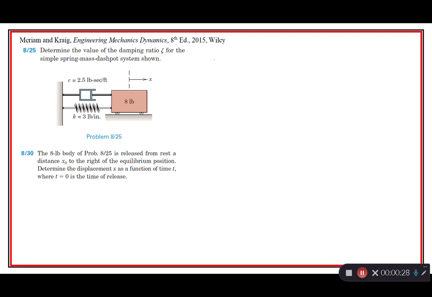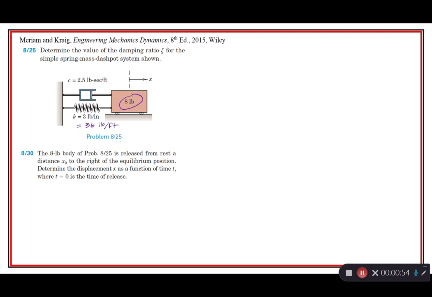Okay, so determine the value of the damping ratio for the spring constant right here. It's very straightforward. The only twist is that it's in US units. Let's multiply 3 pounds per inch by 12, so we get 36 pounds per foot. That's a good thing to know. And the weight is 8 pounds.